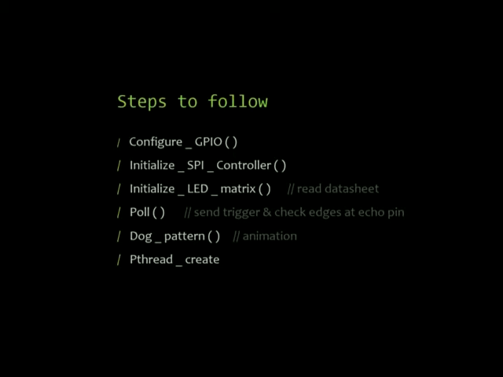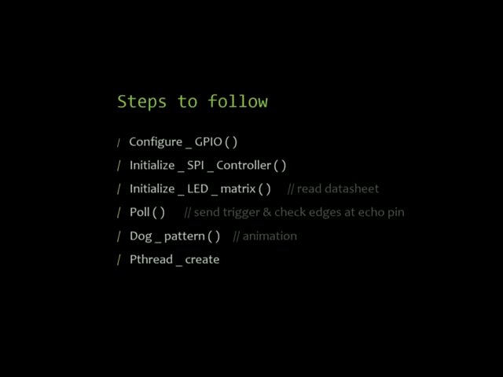After initializing everything, we need to send the trigger and check for the edges at the echo pin. For that, we can use either the poll function or the select function. Poll function is defined in poll.h, which keeps on checking the value for a particular event. So we can get the distance of the object by using the poll function twice, that is one for the rising and one for the falling edge. Then we need to create a dog pattern which can be controlled by the distance we received from the poll function.